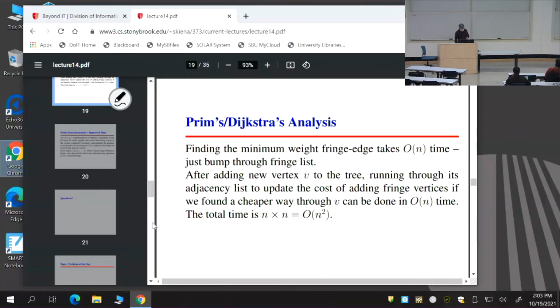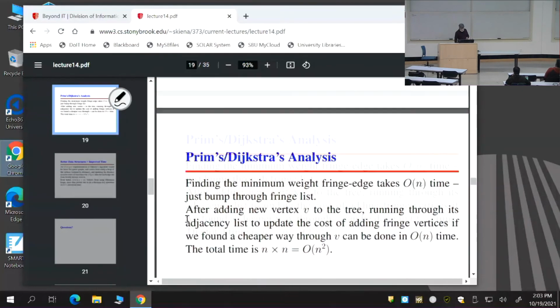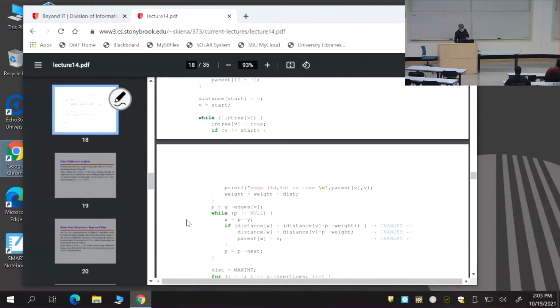How would you fix Dijkstra's algorithm? Here's my Dijkstra's algorithm here. What would you do? Okay, if you knew that you wanted to stop at some vertex T and you wanted to find the shortest path to it, how would you change the algorithm? So if you only really cared about the distance between S and one other vertex, how would you change that? Yes? So then you just stop it when you hit that vertex?